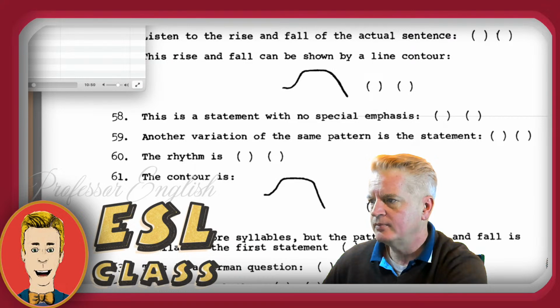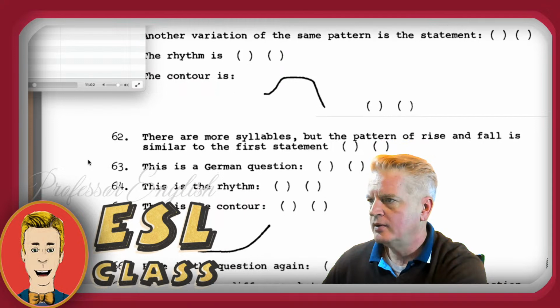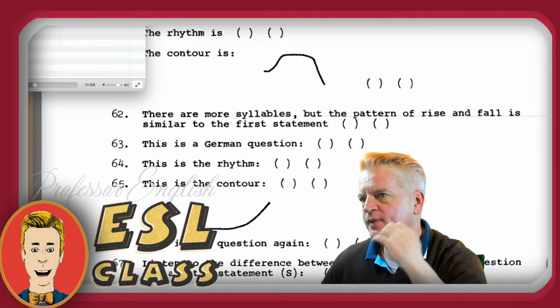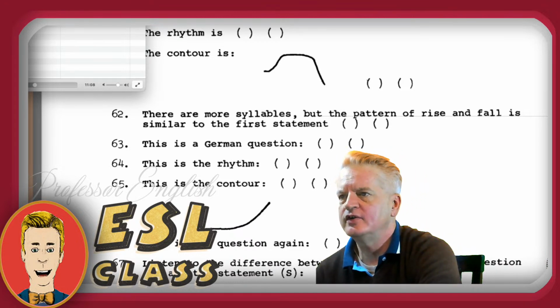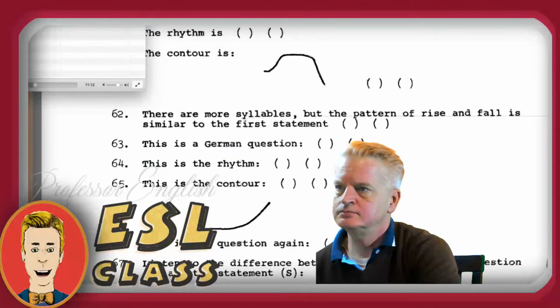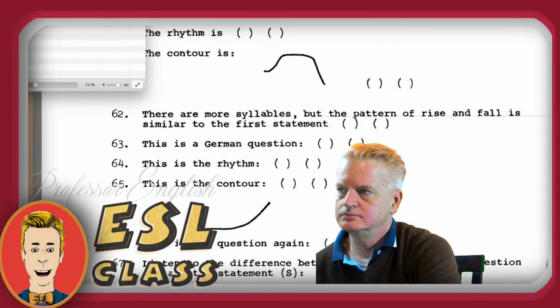60. The rhythm is da da da da da da da da. 61. The contour is da da da da da da da da. 62. There are more syllables, but the pattern of rise and fall is similar to the first statement. Ich verstehe Frau Kunze nicht.